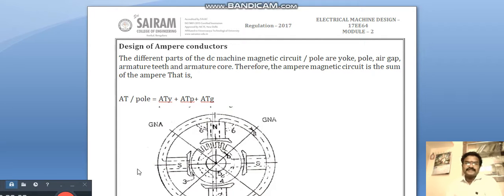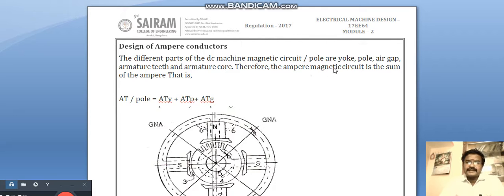The different parts of the DC machine's magnetic circuits per pole are yoke, pole, air gap. See here, the yoke has a magnetic circuit, the pole has a magnetic circuit, and the air gap also has a magnetic circuit. So the different parts of the DC machine magnetic circuits are yoke, pole, air gap, armature teeth and armature core. So everywhere the magnetic flux will be present.